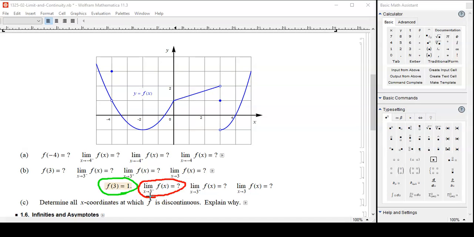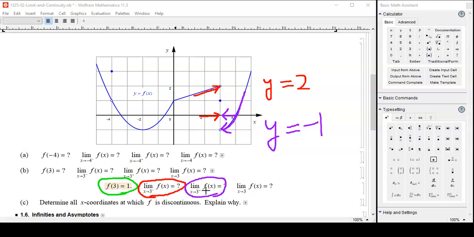So the left-hand side limit. x is approaching 3 from the left-hand side, like that. 3 minus, so a little bit less than 3. Now if I follow the graph, I'm following this way. And that y-coordinate is 2. Now how about the right-hand side limit? Well, I have to approach from the right-hand side, which means I have to follow this portion of the graph from the right-hand side. That gets closer and closer to y equals -1, and that's this value.